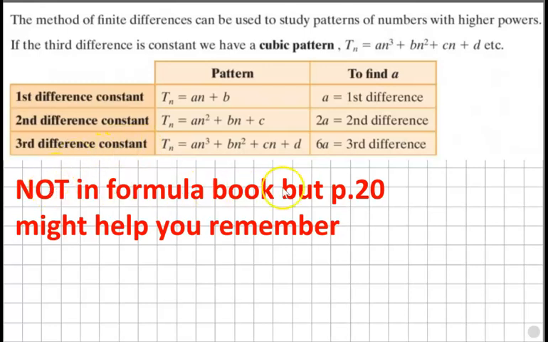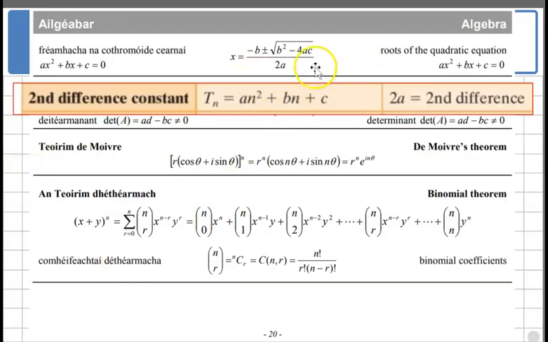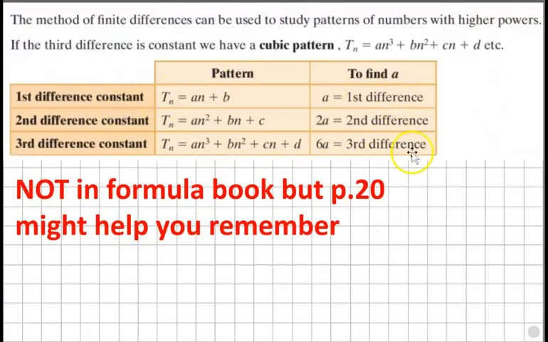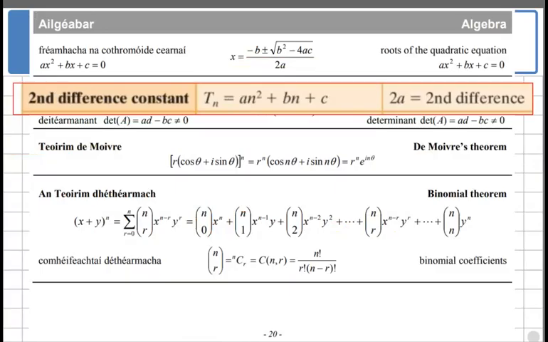This is not in your formula book, but page 20 might help you remember. On page 20, you have the roots of a quadratic equation, ax squared plus bx plus c is equal to 0. It looks very similar to an squared plus bn plus c, and this is obviously the format of a quadratic sequence. So you don't have it in your formula book to learn off. You do have to learn these off by heart, but page 20 of your formula book might help you to remember the one for a quadratic sequence.